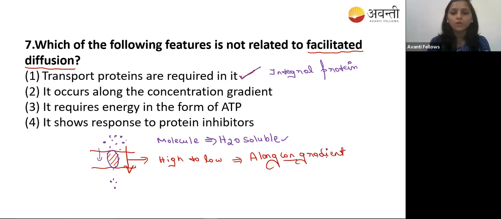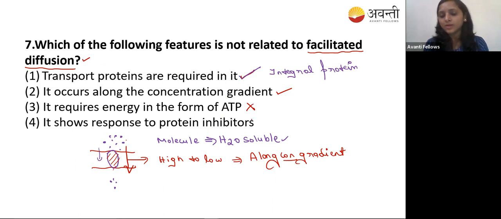But here, along the concentration gradient only it will happen. So that is the reason it is correct. Then in option 3, they are telling that it requires energy in the form of ATP. No, guys. For facilitated diffusion, the name is telling only diffusion, which does not require any type of ATP molecule. That is wrong.